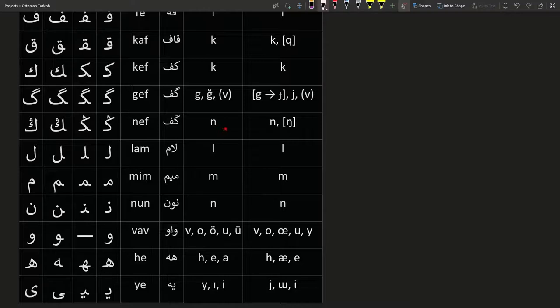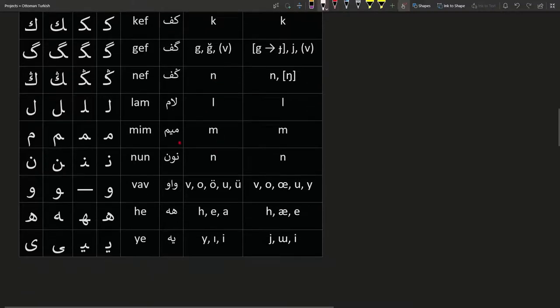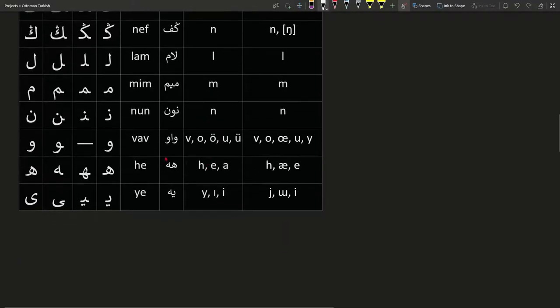N as in Nancy. Then we have Lam, representing the classic L sound. Then we have Mim with M. Nun with N. And at the very end, we have the three semi-vowels. Vav for V, in terms of the consonant pronunciation. Then we have He for H. Then we have Ye for Y. And they can all represent vowels as well, but we'll cover that a little bit later. For right now, all I want you to appreciate is how to write them.